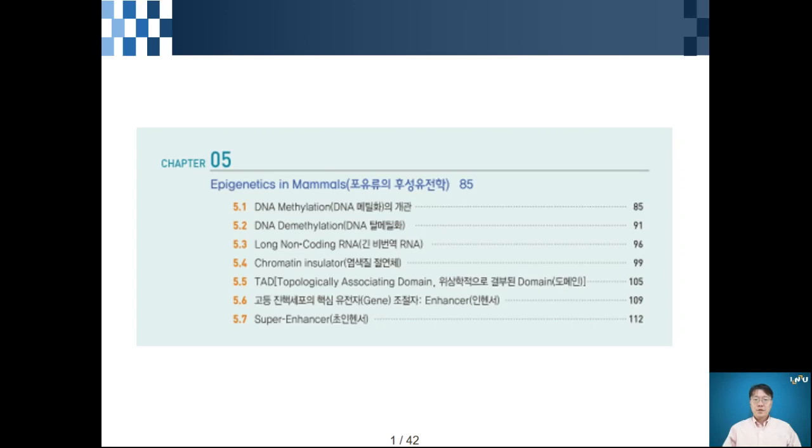So today we will learn Chapter 5, Epigenetics in Mammalians. Chapter 5 is composed of 7 subjects, starting from DNA methylation and DNA demethylation, and non-coding RNA, and also chromatin insulator. Finally, we will cover super enhancer.